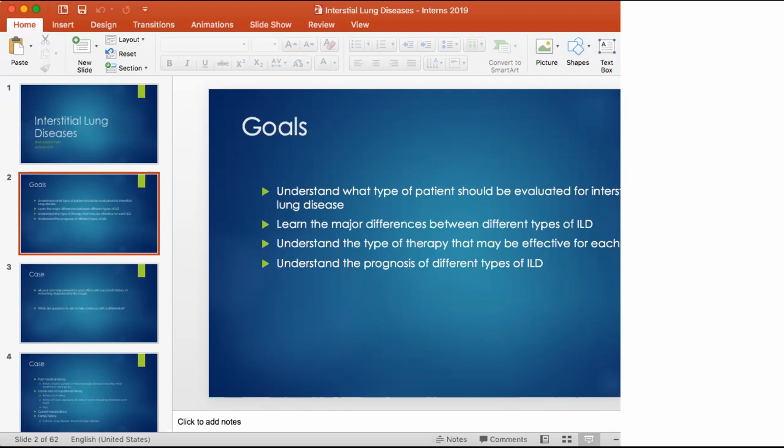The point of this talk is to go over who the patients are who should be evaluated for interstitial lung disease, what some of the major differences are between the different types of ILD, a little basic idea about what types of therapies are out there, and what the prognosis is for some of these different conditions. So I like cases. We start off with a 68-year-old guy who comes to the office with a 6-month history of worsening shortness of breath and dry cough.